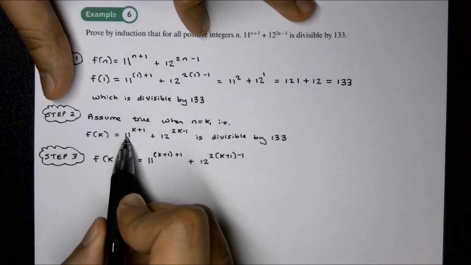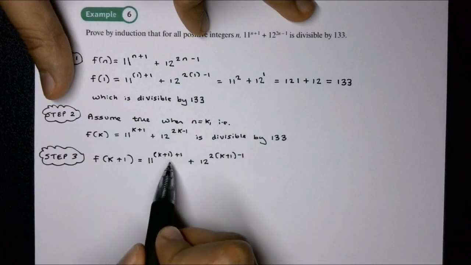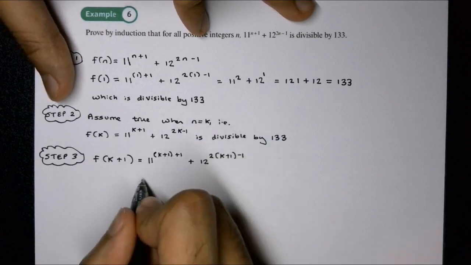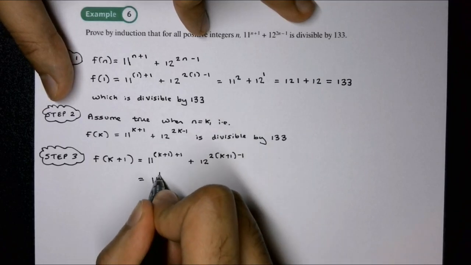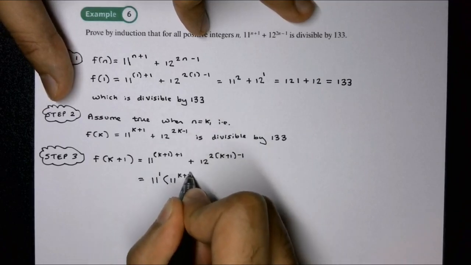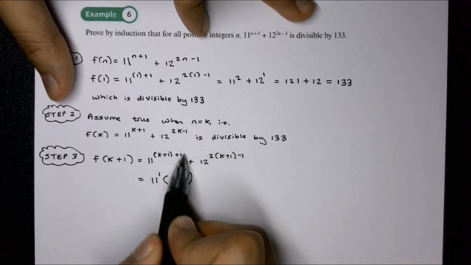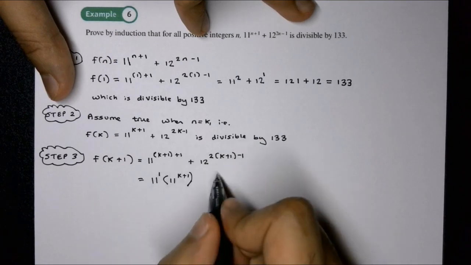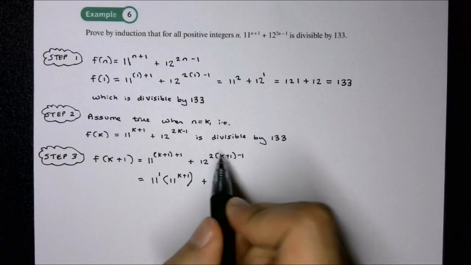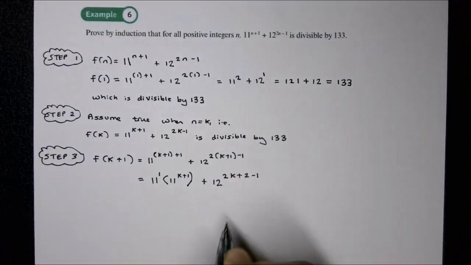So here we have an 11 to the power of k plus 1. Somehow here we will also want to get an 11 to the power of k plus 1. And using the laws of indices, indeed we have 11 to the power of 1 multiplied by 11 to the power of k plus 1. Of course, adding the powers gets this result here. And over here, if we expand on the top, we have 2k plus 2 minus 1.